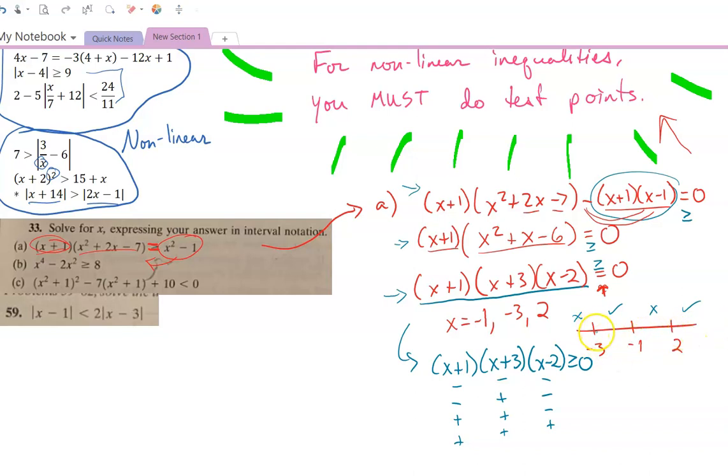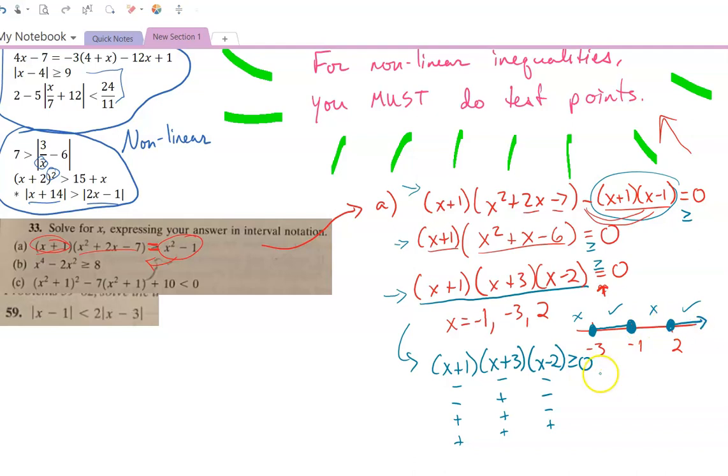Now, for graphing this on the number line, I need to check to see if I'm using open or closed circles. Because this is a greater than or equal to, I'm using closed circles. In other words, plugging in -3 would make this a true statement because I would have something times 0 times something, which is greater than or equal to 0. That's true. Okay, so from -3 to -1, again, -1 is part of the solution. We would have 0 greater than or equal to 0, not in between here, and then from 2, put an arrow showing that it goes to infinity.